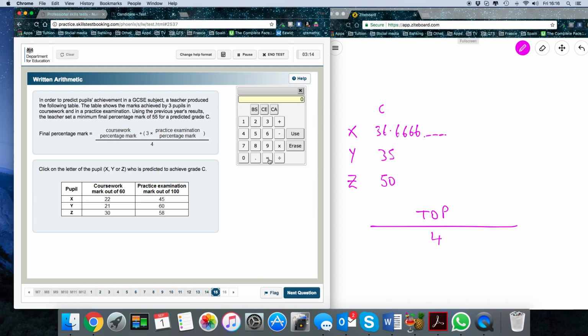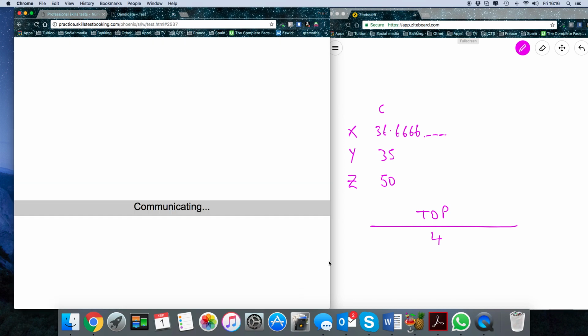Okay, so last person, 3 times 58, and then add on. Again, don't use the 30. It's 50% they scored. 224. Divide that by 4. They got 56. So it's pupil C. That's the only person that got a final mark of 55 or above.